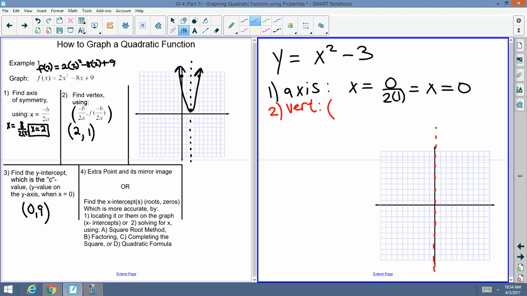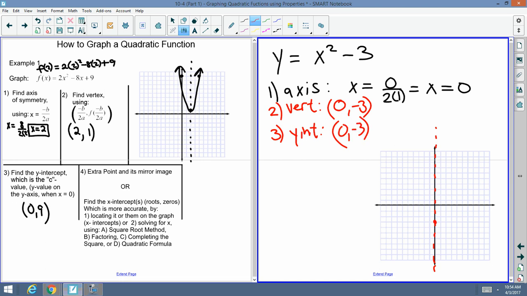Well, I'm going to plug in my x value from the axis of symmetry and find my y value. So I got (0, -3). So 0, 1, 2, negative 3. And now my step 3 is my y-intercept. My y-intercept is the y value when x is 0, which is also (0, -3).